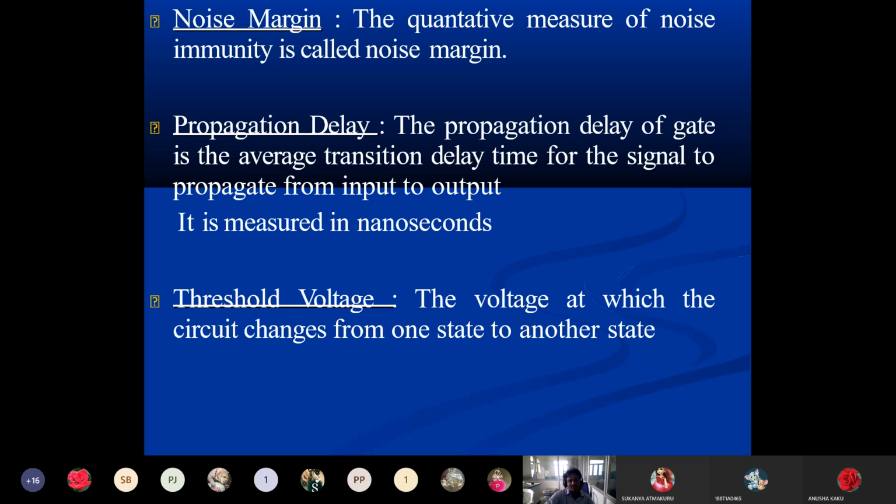So that is propagation delay: the average transition delay time for the signal to propagate from input to output. So the next characteristic of the logic family is threshold voltage. This is the voltage at which the circuit changes from one state to another state.